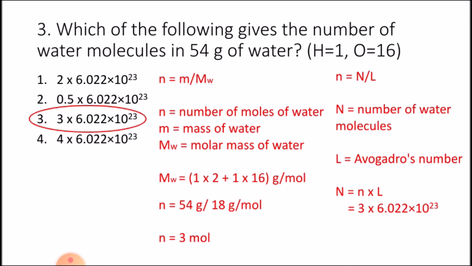From the second equation given here, as we know, 1 mole of a certain substance has an Avogadro number of particles of the given substance. Therefore 3 moles means it has 3 Avogadro numbers. That means the number of molecules of water present in 54 grams is this much, and therefore the answer is 3.